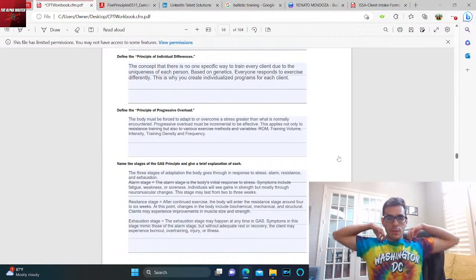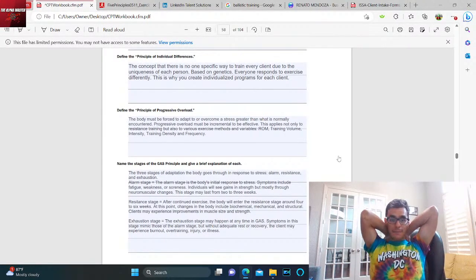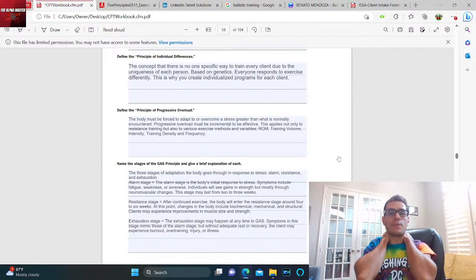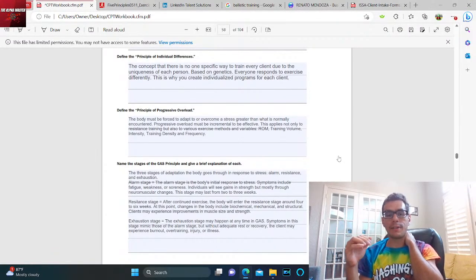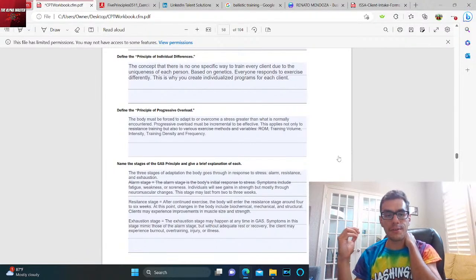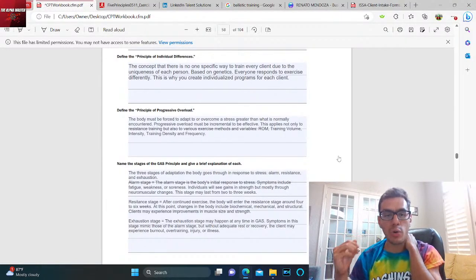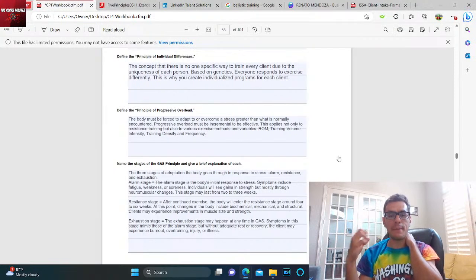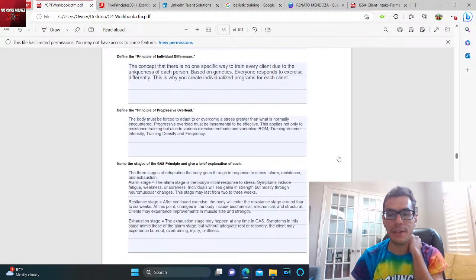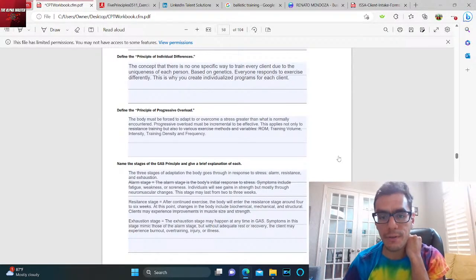The principle of progressive overload is that the body must be forced to adapt or to overcome a stress that is greater than what is normally encountered. The progressive overload must be incremental to be effective. This applies not only to resistance.